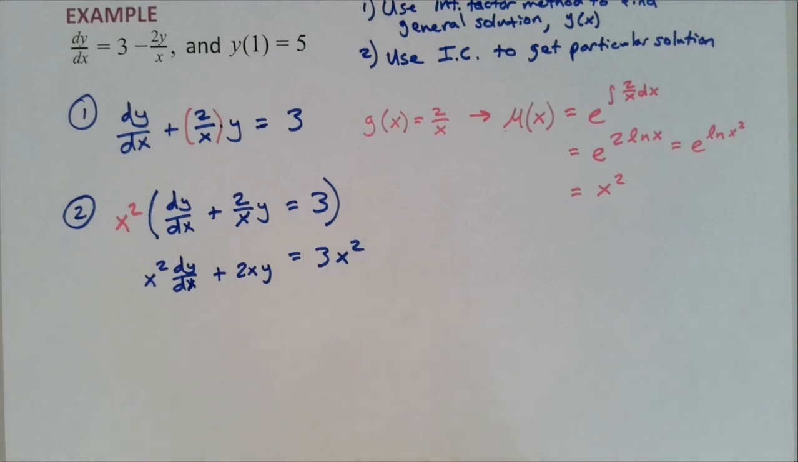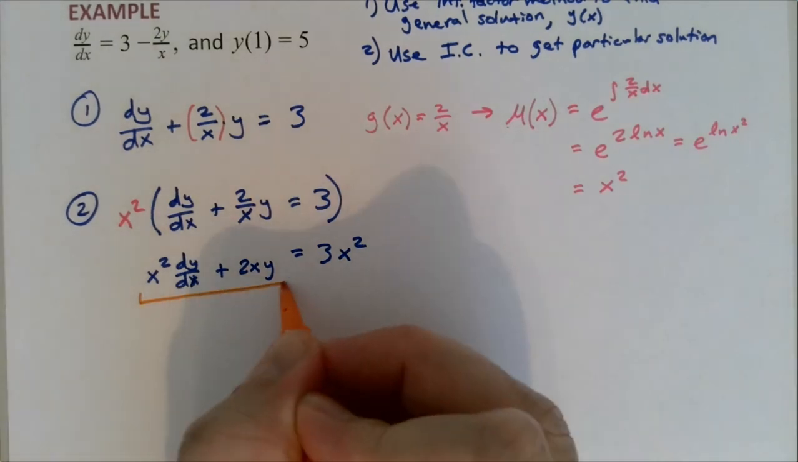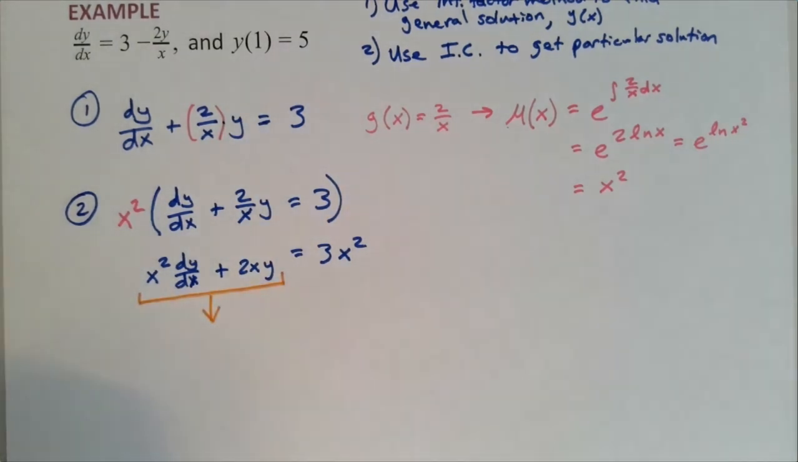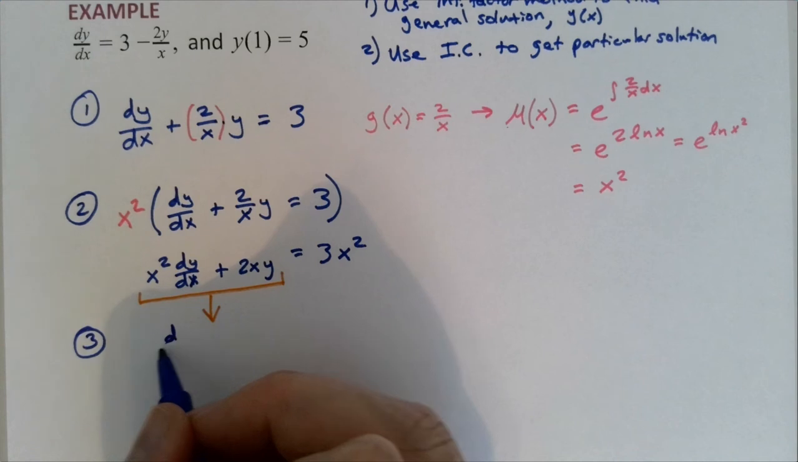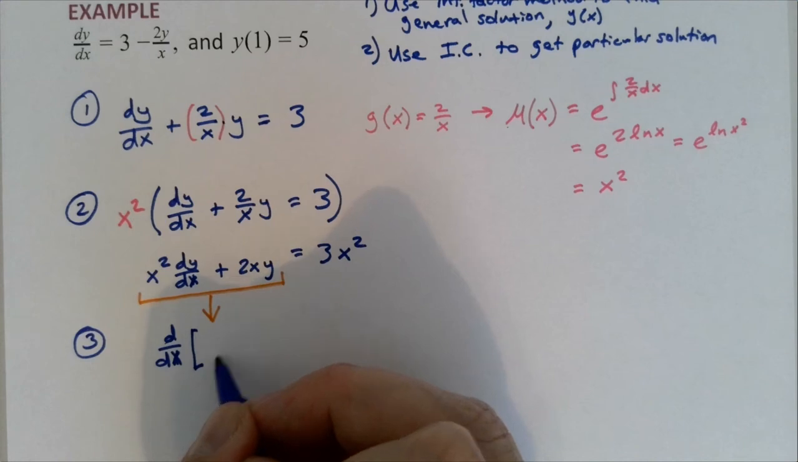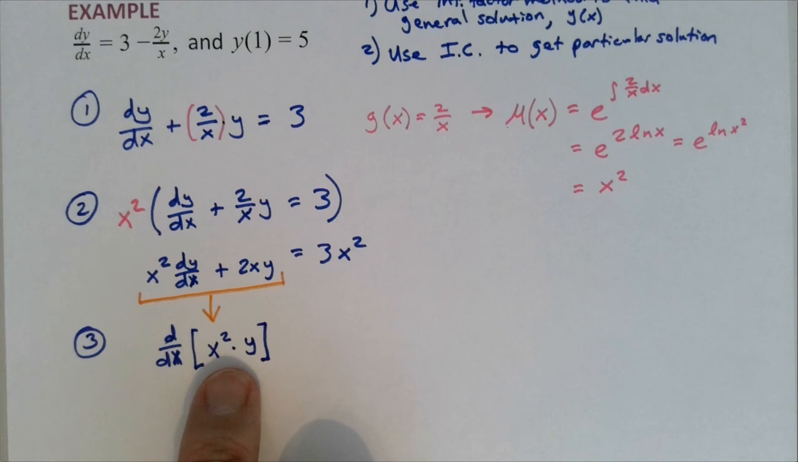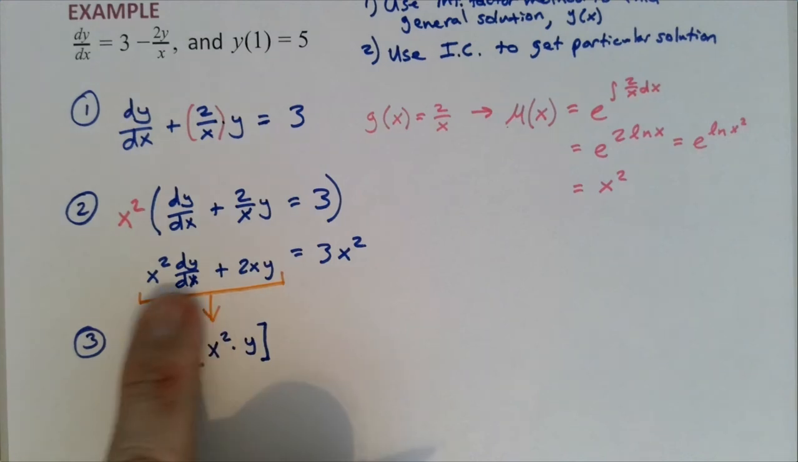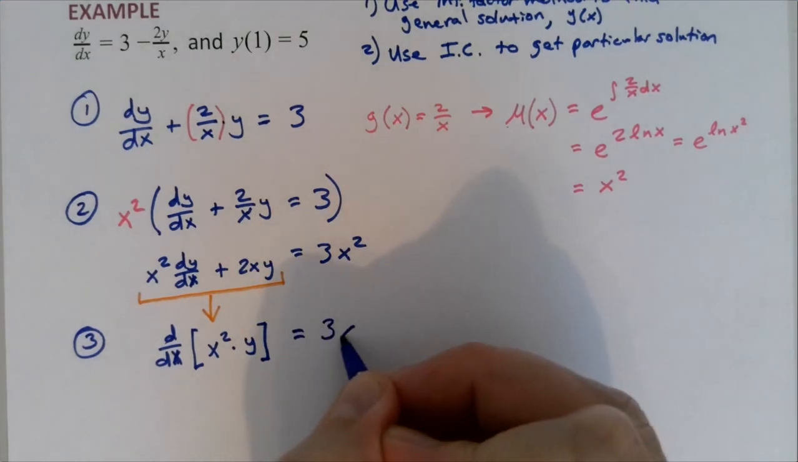So now what we have to do is rewrite this in terms of the product rule. And if we did it right, this should be the equivalent of, in step 3, the derivative with respect to x, in this case, of my integrating factor, x squared, times y. Now just verify that that's indeed what we have. When I take the derivative of this, it would be derivative of y times x squared, there it is, plus the derivative of x squared times y, which is right there. So it worked. The other side, still 3x squared.